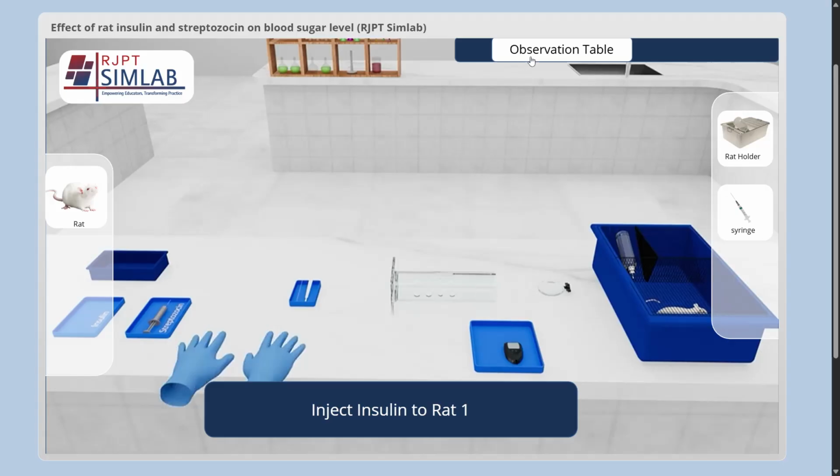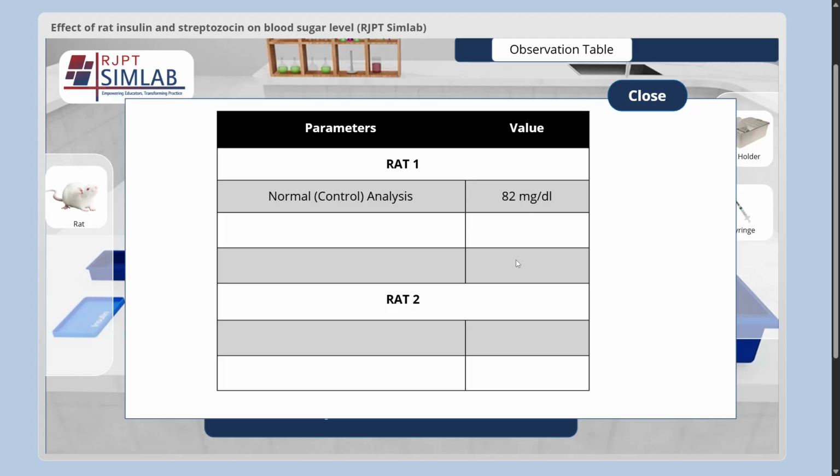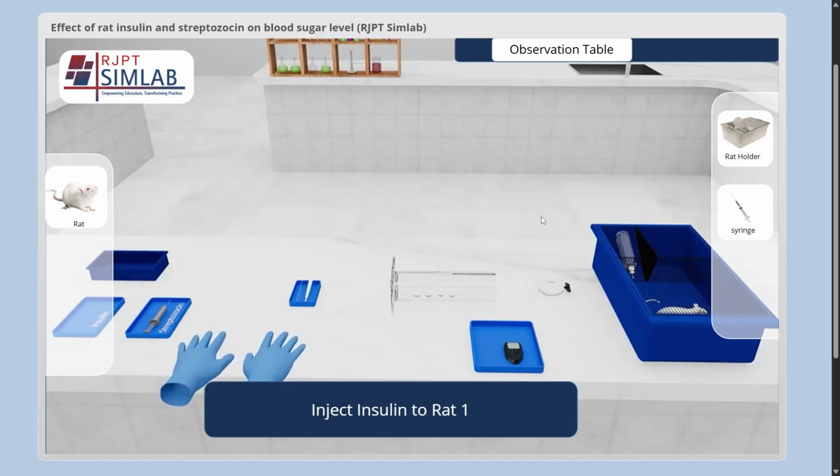On the top side, as we can see, we have our observation table. That's the same observation table, and after performing each step, the value is written over here. As we can see, for the normal analysis, we have measured a blood glucose level of 82. We can close it by clicking this button.